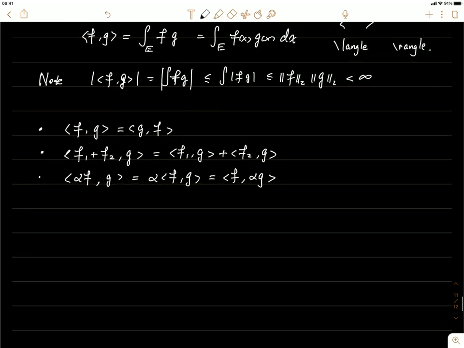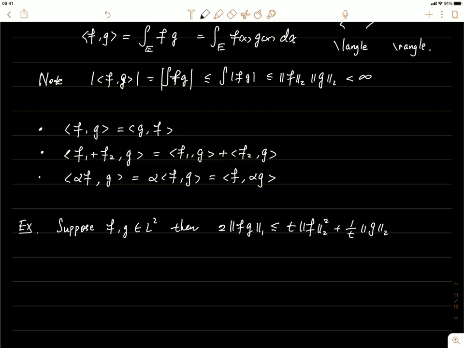All right, so we are going to give an example. The example is actually something from what we learned before. Suppose we know f and g are in L2, then we will know that 2 times the product of the norms of f and g is less than or equal to t times the norm of f squared plus 1 over t times the norm of g squared, for any t. Sometimes people like to put this 2 on the right side, so you have t over 2 and 1 over 2t right here instead of having 2 on the left.